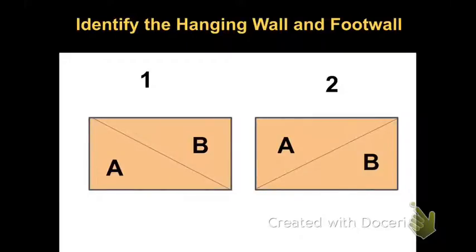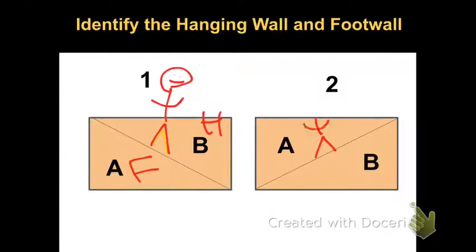Okay, let's look at number 1. So again, I'm going to draw a little man. I'm going to change my color because yellow is getting hard to see. I'm going to draw a little man standing on the fault line. His head is in the hanging wall and his feet are in the foot wall. So B is the hanging wall, A is the foot wall. Let's look at number 2. Again, I draw a little person standing there. His head is in the hanging wall and his feet are in the foot wall.